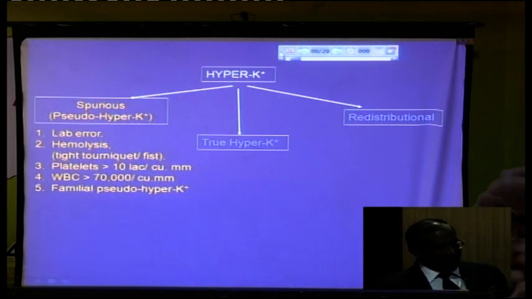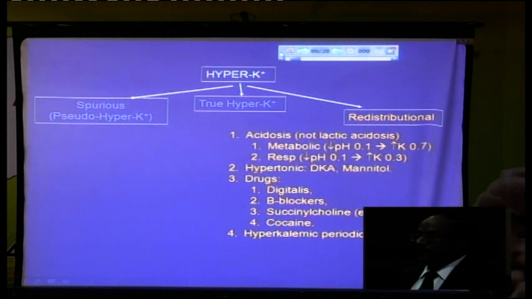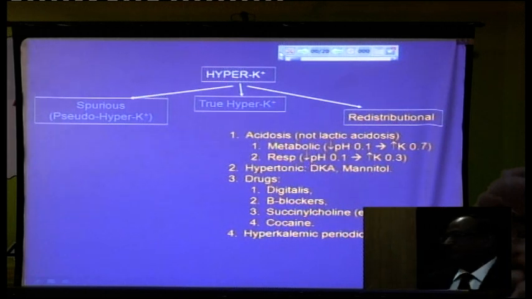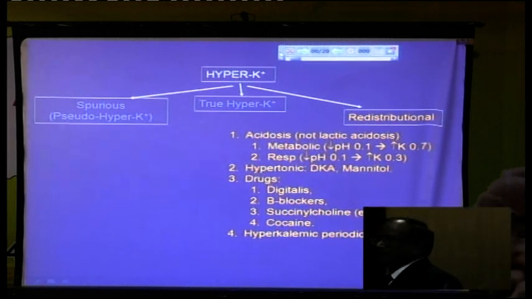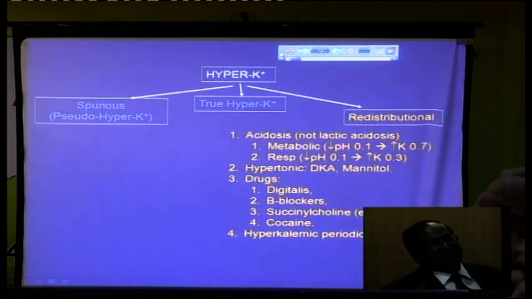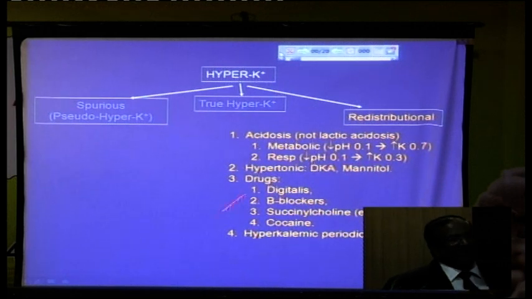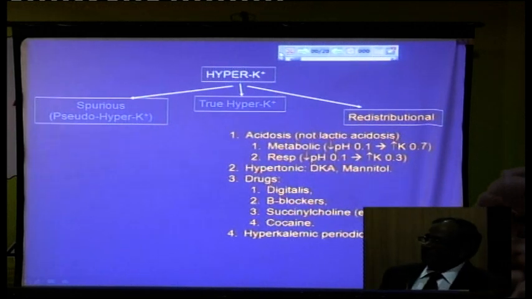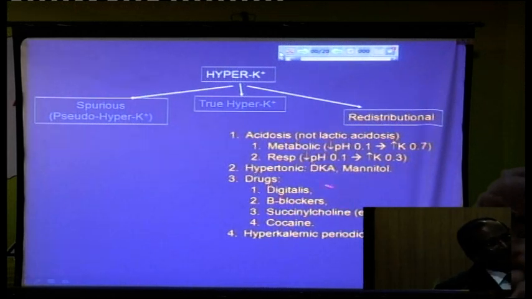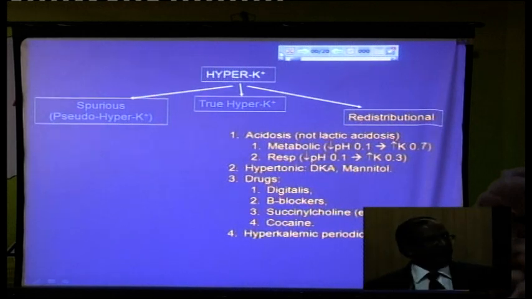You know this. Transcellular shift is very important. All metabolic acidosis will cause hyperkalemia due to transcellular shift except lactic acidosis. For some reason, in lactic acidosis you don't get hyperkalemia. For every 0.1 drop in pH, I told you potassium increases by 0.7. Mannitol and drugs: beta stimulants cause hypokalemia, beta blockers cause hyperkalemia. Succinylcholine, digitalis and cocaine, and then you can have hyperkalemic periodic paralysis.